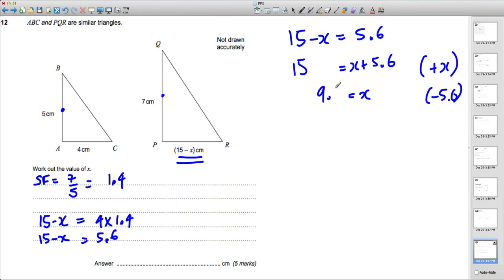So x would be 9.4. Is that right? Double check you actually got the right answer. This length therefore would be 15, take away 9.4, which would be 5.6. And is 4 times the scale factor 1.4 5.6? Indeed it is. So you know you've done it right for 5 easy marks.